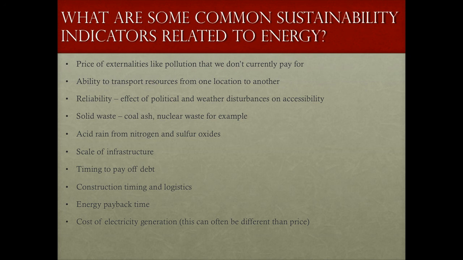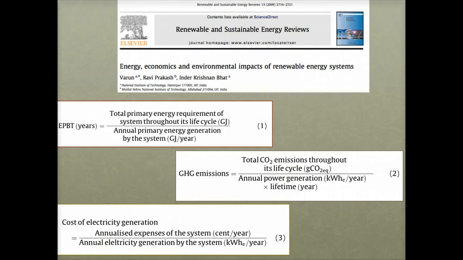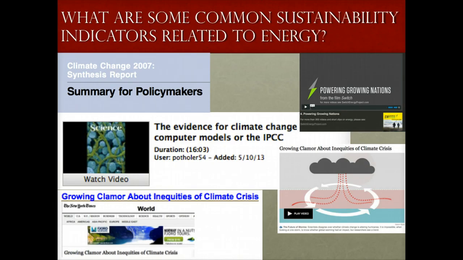solid waste like coal ash, nuclear waste, for example, acid rain from nitrogen and sulfur oxides, the scale of infrastructure, timing to pay off debt, construction timing and logistics, energy payback time, cost of electricity generation. This can often be different than price. The journal article provides equations for calculating energy payback time, greenhouse gas emissions, and cost of electricity generation. The other materials discuss climate change in more detail and the role of the IPCC in climate change assessment.